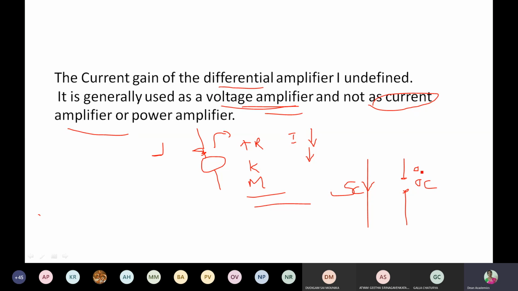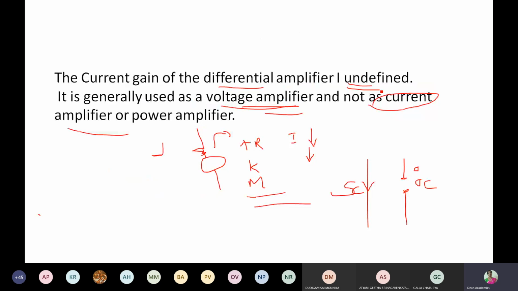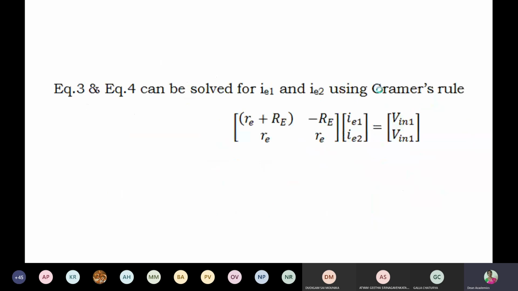For ideal cases, input current will be equal to 0. Therefore we can say that current gain is undefined. Okay, now let us see another concept. Before that, shall I move forward, or shall I recap once again? Single input balanced output, just let me recap once.